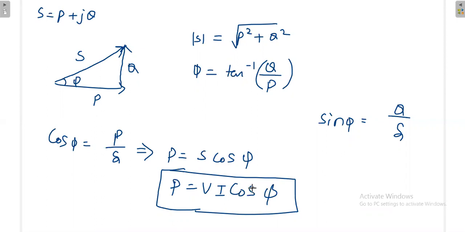That's why I told you the idea of cos phi: how much power is going to the resistor. Then the remaining power will go to the inductor. So I can calculate Q very simply: VI into 1 minus cos phi, or otherwise I can put sin phi also. We'll come to that later in the next slide.